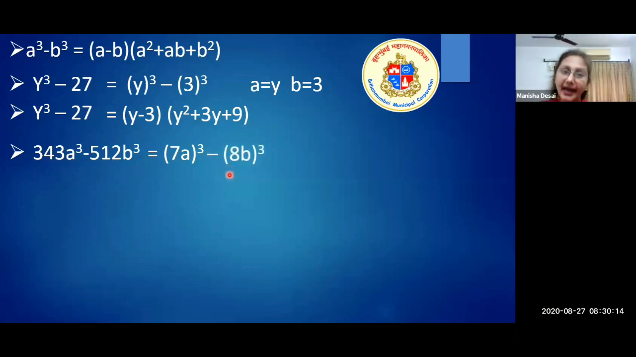Very good. So 512b cube can be written as 8b the whole cube. Now we are going to use this formula. For that, we have to replace a with 7a and b with 8b. So we are going to replace these terms in this formula.